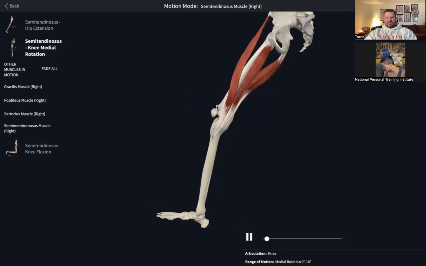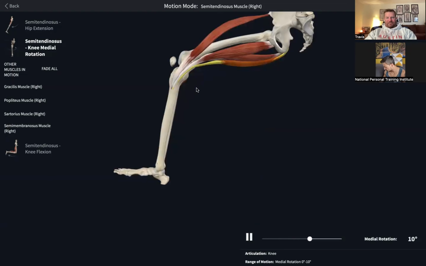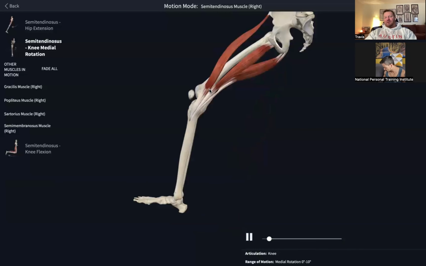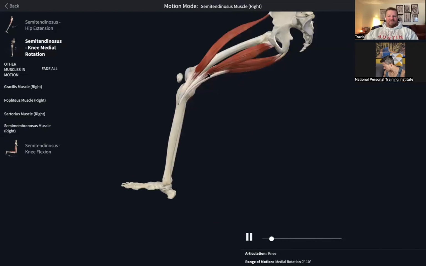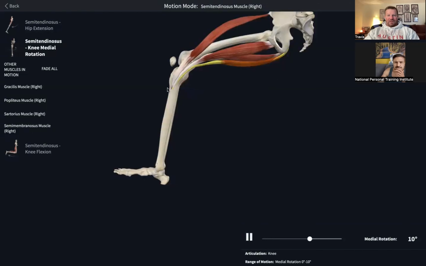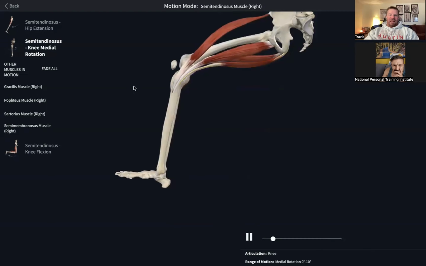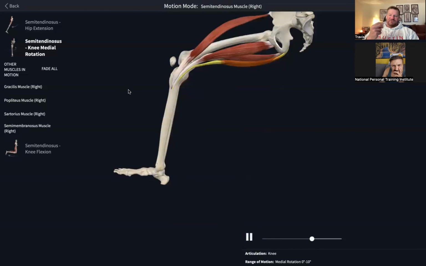Semitendinosus, medial rotation? Okay. And it does everything that all of the other hamstring muscles do. Right. But it does the medial and lateral rotation, the two hamstrings, the biceps femoris and the semitendinosus, because of their positioning and their pull on either the tibia or the fibula. The line of pull. Okay.